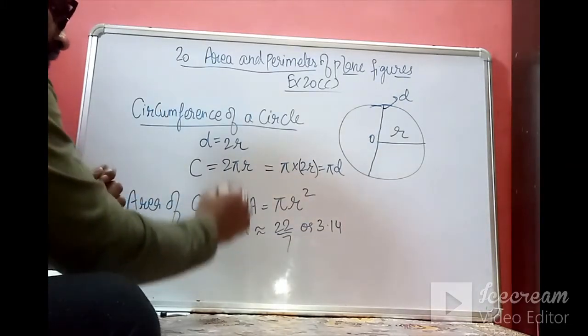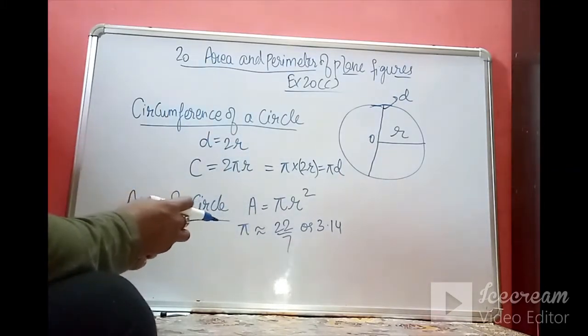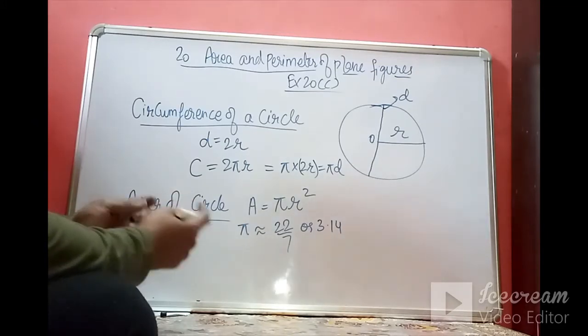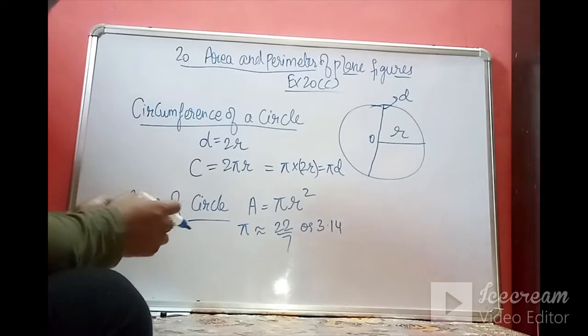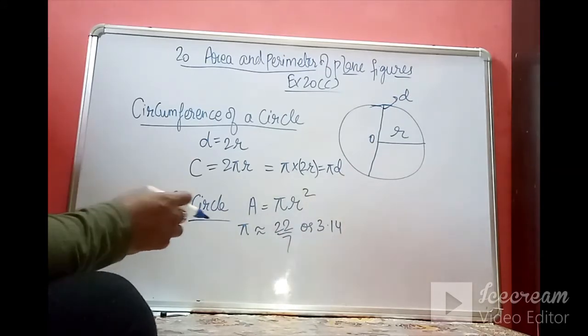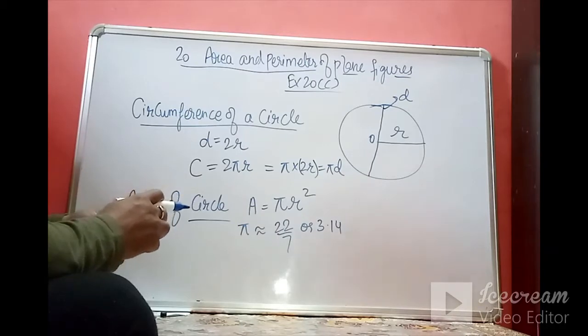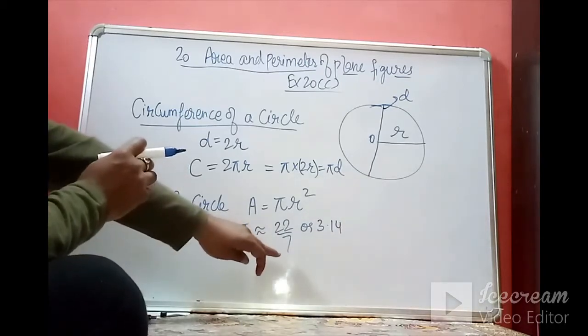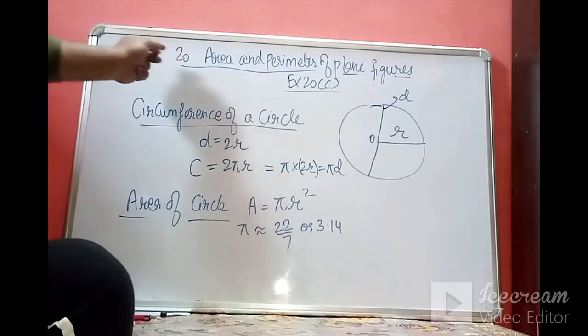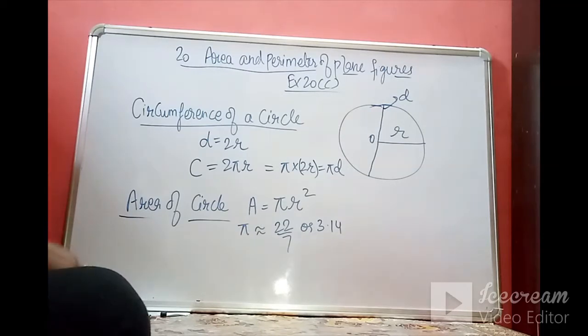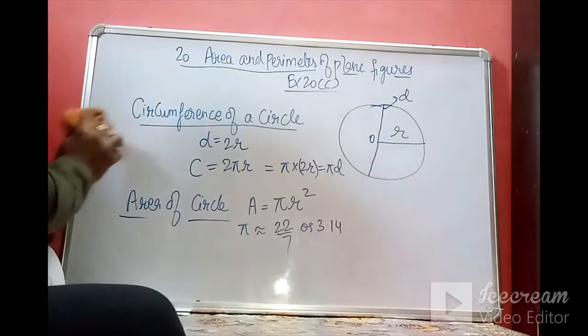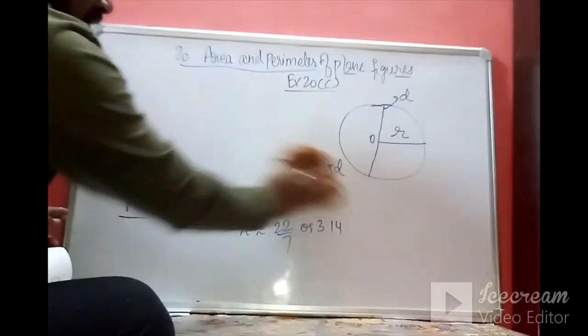Next is the area of the circle. The area of the circle is pi into r square, where pi, now let's discuss what is pi. Pi is approximately equal to 22 by 7, or you can take 3.14, or whatever value you want to take if it is not specified in the question. Most of the time we use 22 by 7 if nothing is given, but you can use the other value also according to your convenience. So these are the formulas that we will use in this exercise in order to solve the questions. So let's discuss a few questions of this exercise, exercise 20C.